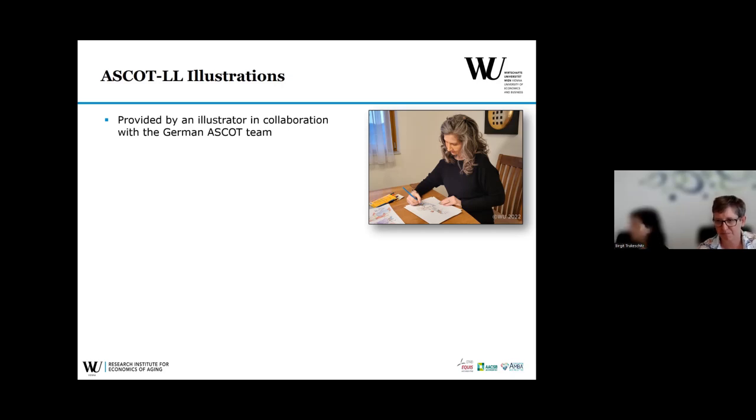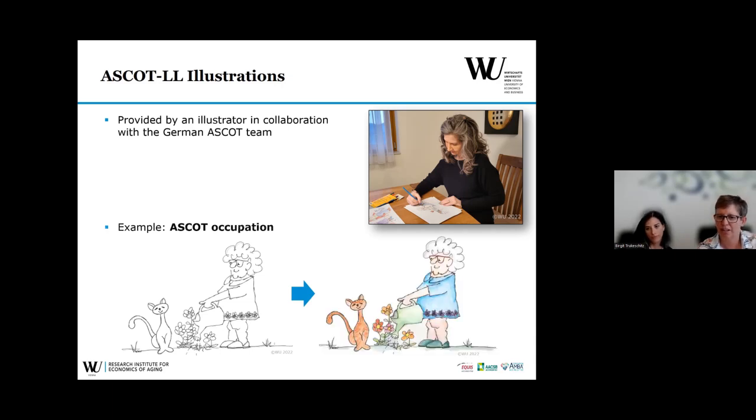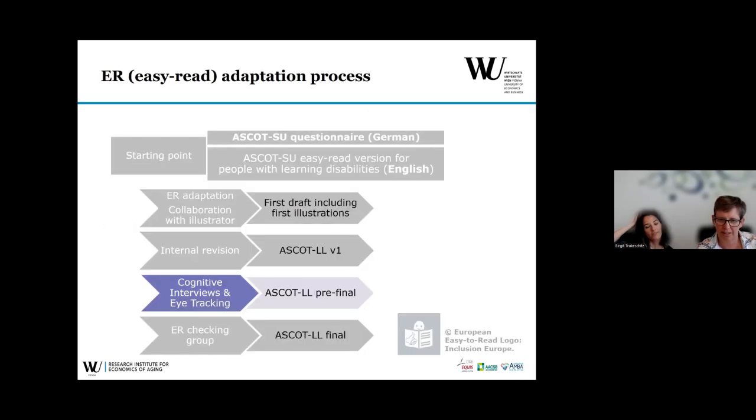ASCOT domains. And at the beginning, we had, for example, for the ASCOT occupation thing, black and white illustrations, and later on colorized versions. And I think this is a good example to give you, because people like to do different things. So some would like to play cards, some would like to go out, whatever. And the idea is to convey the emotions that come with this.